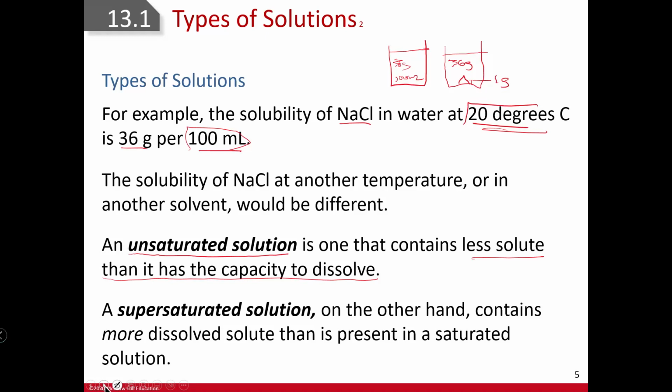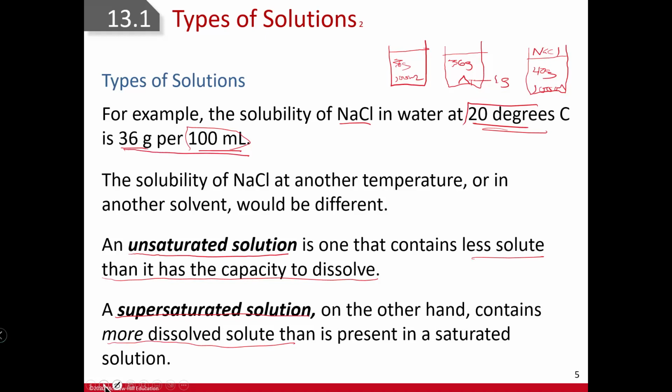Here's the one that's tricky: supersaturated. In a supersaturated solution, you have 100 milliliters of water, but you actually dissolved more than 36 grams. So let's say I dissolved all 40 grams of salt in 100 milliliters of water, and it completely dissolves. Notice there's no pile up. It's all dissolved. That's called a supersaturated solution. You've dissolved more solute than what the solubility says should be dissolved.